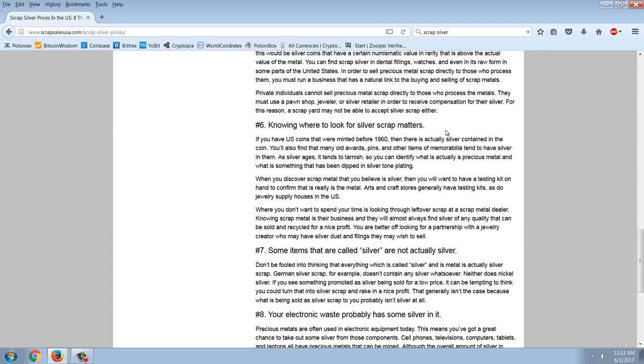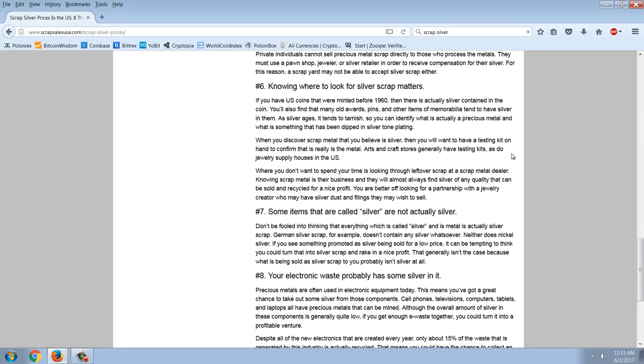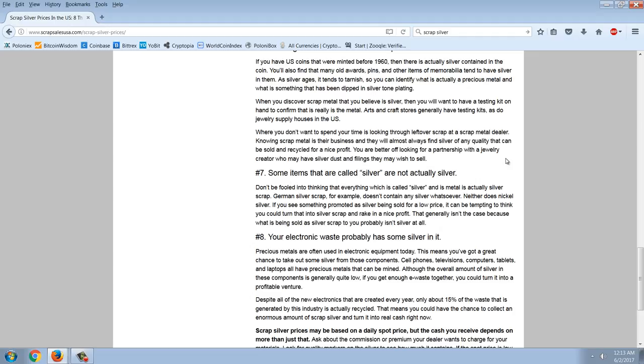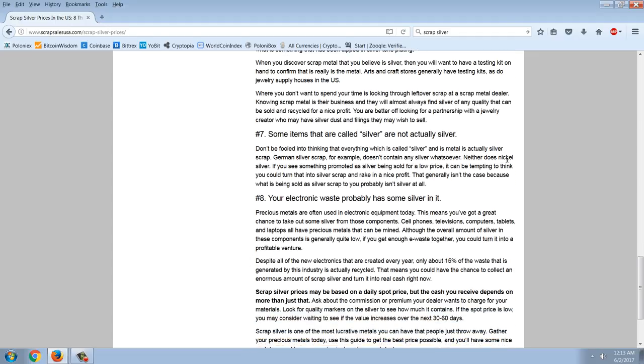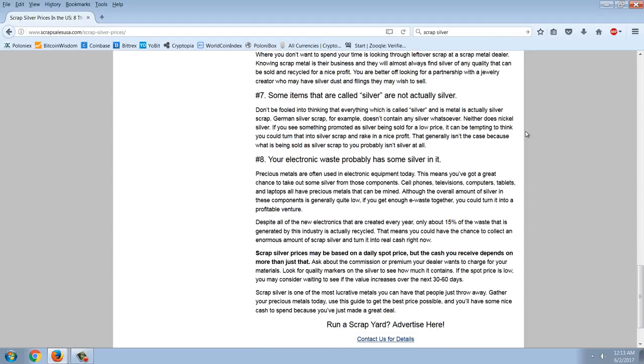Number six, if you have U.S. coins that were minted before 1960, then there's actually silver contained in the coin. You'll also find many old awards, pins, and other items of memorabilia tend to have silver in them. As silver ages, it tends to tarnish. When you discover scrap metal that you believe is silver, you will want to have a testing kit on hand. Number seven, some items that are called silver are not actually silver. Don't be fooled into thinking that everything called silver is silver.